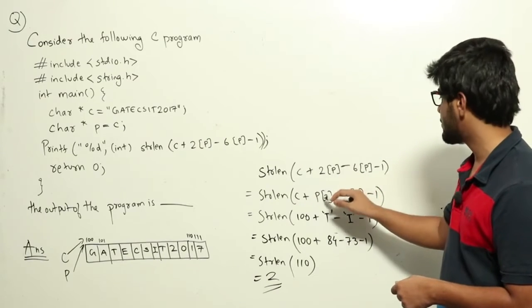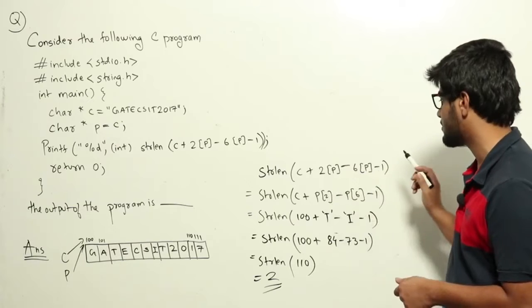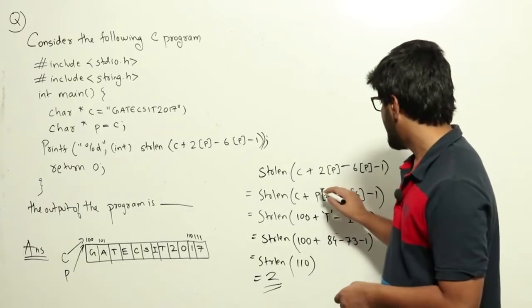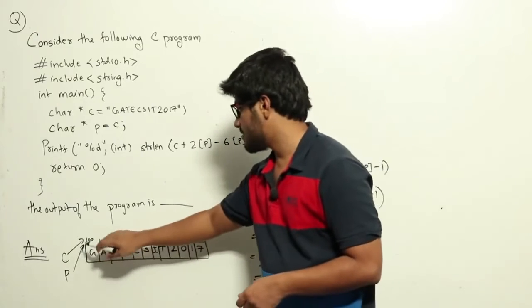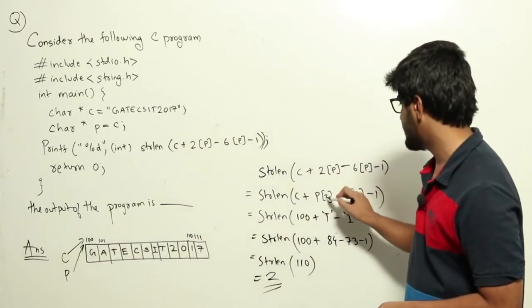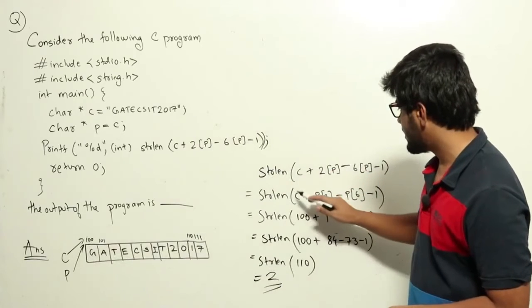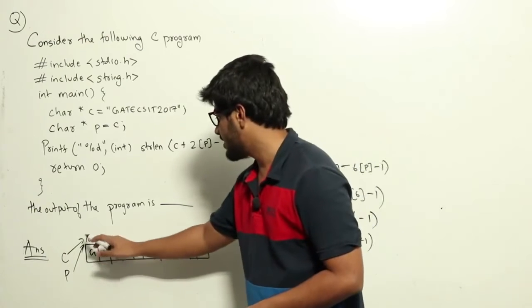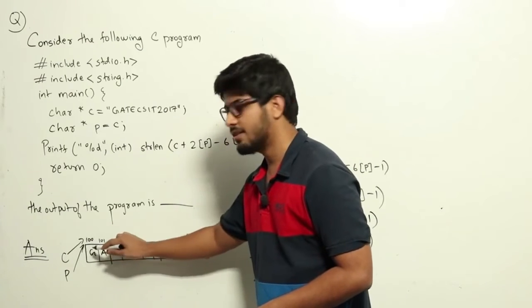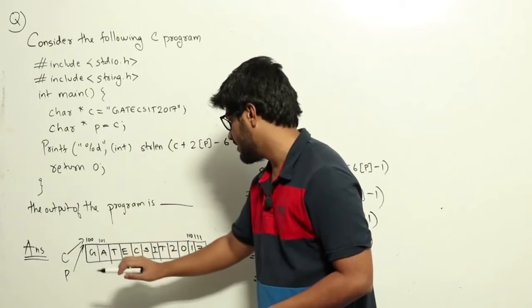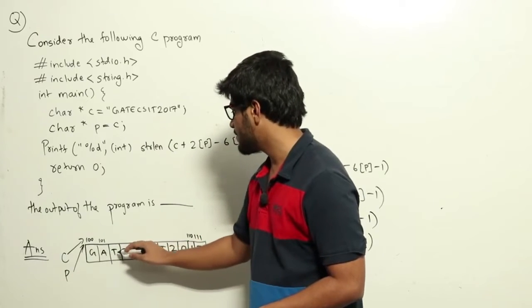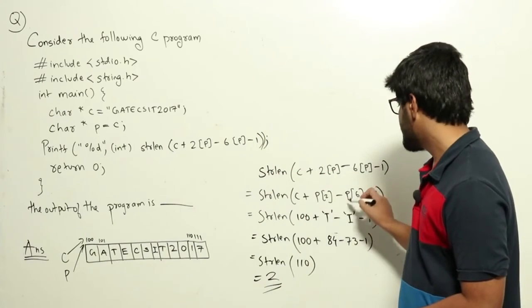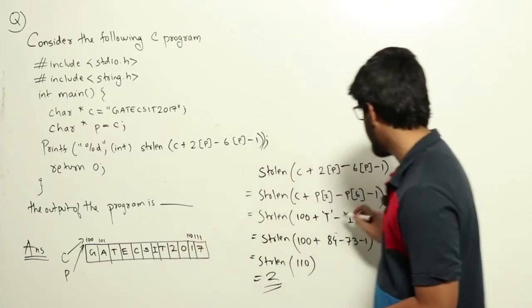2 of P we can write as P of 2. Similarly, 6 of P we can write as P of 6 only. Now what would be P of 2 and P of 6? P will return the starting address of this string, that is 100, but when we call it in this format, P of 2, it will return the value stored at the second index. So P is pointing to 100 here, meaning P of 0 will return the value stored in the first index, that is G. Similarly, P of 1 will return A, P of 2 will return T, and P of 6 will return the character I.